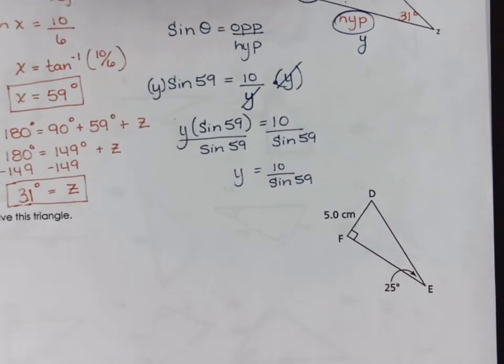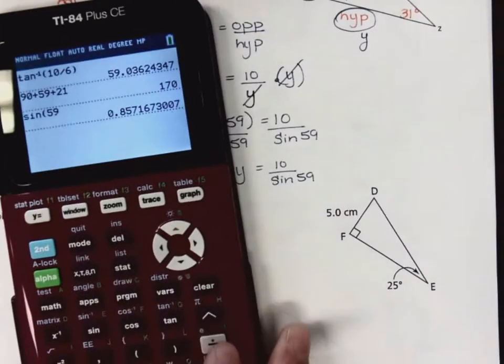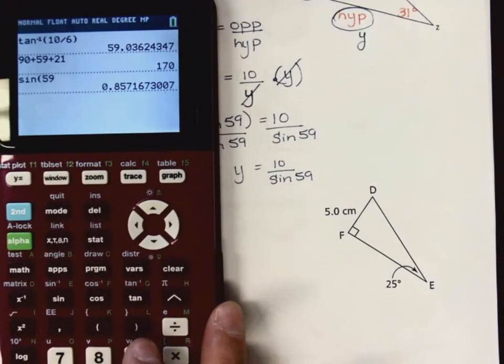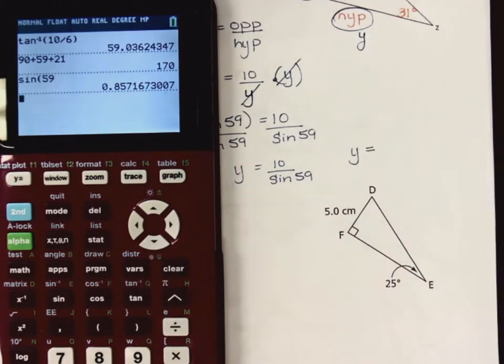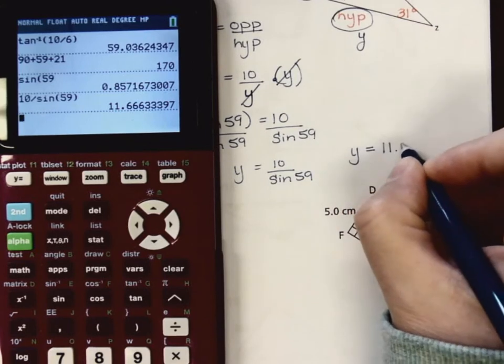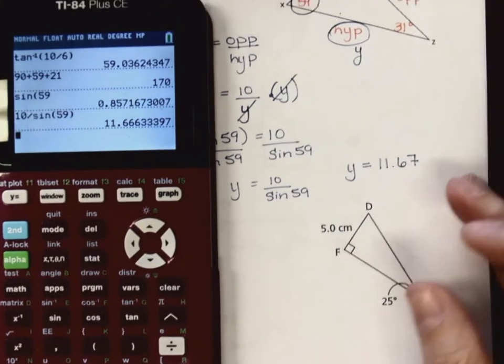I didn't write down all those decimal points because that's a lot of stuff for me to write. This is the actual math that I'm going to do, so I can do it all in one step in my calculator. For side lengths, we're going to round to 2 decimal places. So I can go 10 divided by sine of 59. I just have to make sure I close my bracket, and it will do that for me. So this is 11.67. And there are units of measure on here, listed as centimeters.